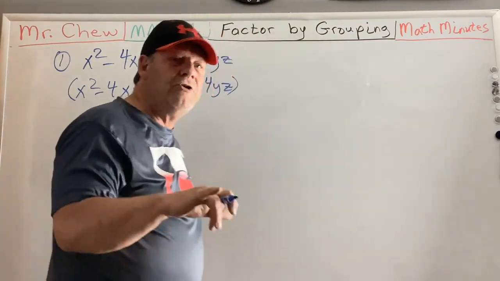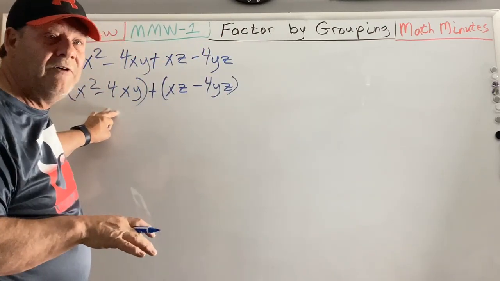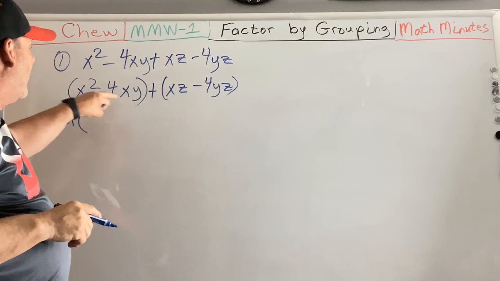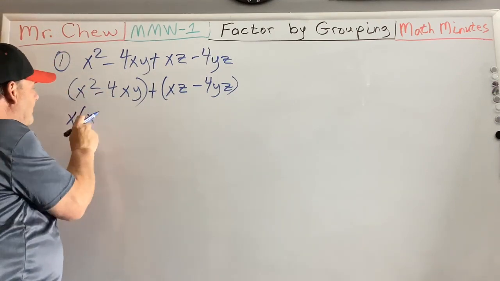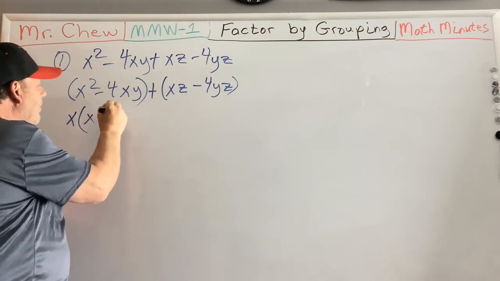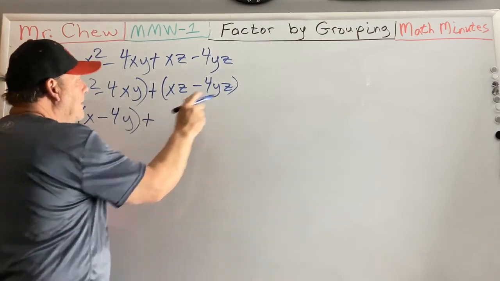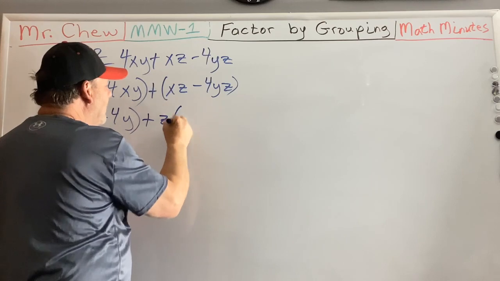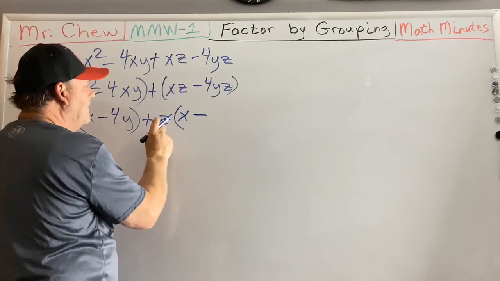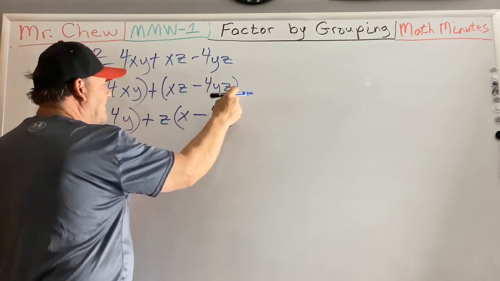You can search my YouTube channel to find a video that'll help you factor out the GCF out of a binomial. Well, in this case, the GCF is x. That's the biggest number I can divide these two terms by. And x times x is x squared when you reverse the distributive property, minus 4y. X times 4y is 4xy. Over here, we have a z. Z times x is xz minus z times 4y is 4yz.